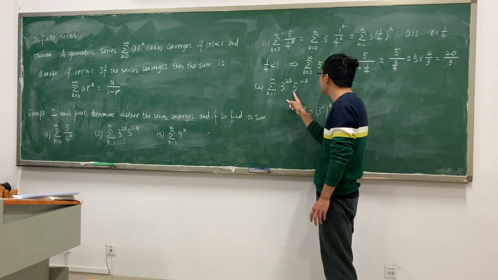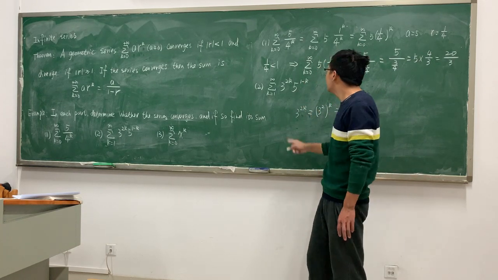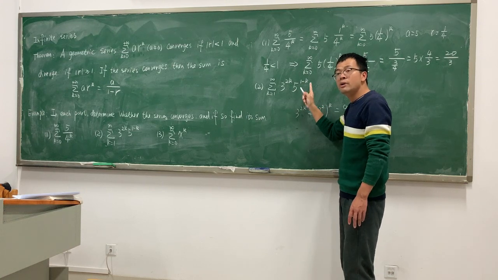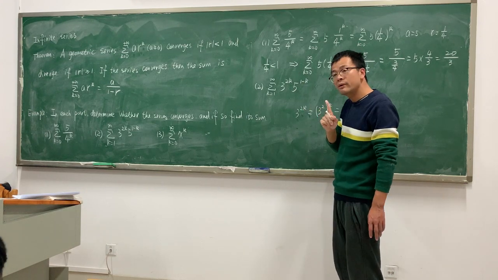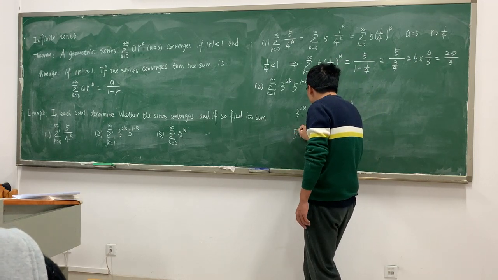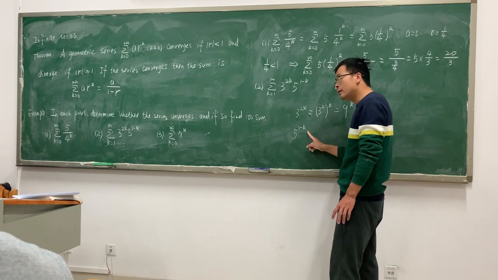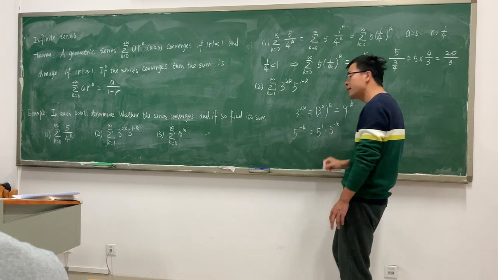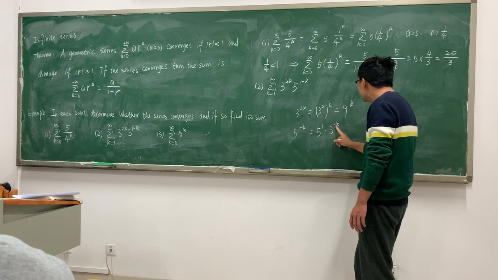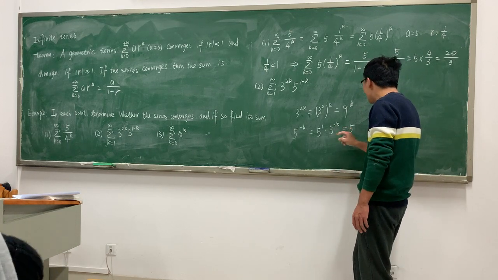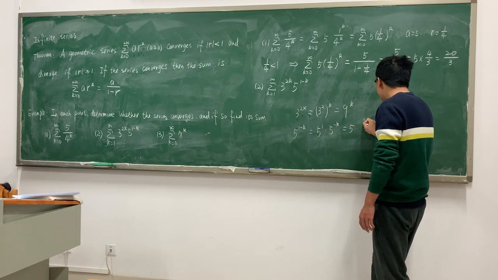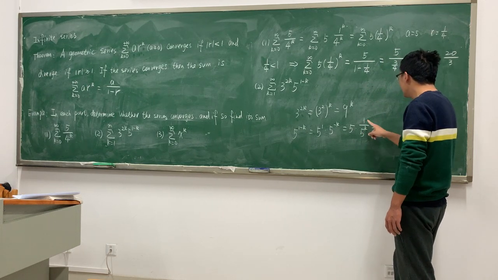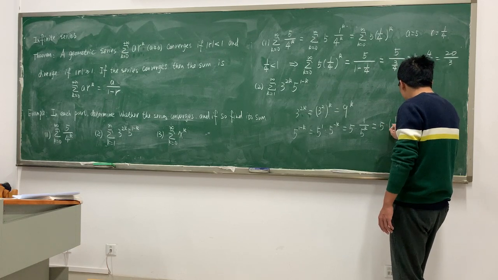The second, here now we can see is 5 to the 1 minus k power. We should transfer this power to k. So here 5 to the 1 minus k is actually equal to 5 to the 1 power times 5 to the minus k power. So here 5 to the 1 power is 5, and 5 to the minus k is 1 over 5 to the k power. So here actually is 5 times 1 by 5 to the k power.